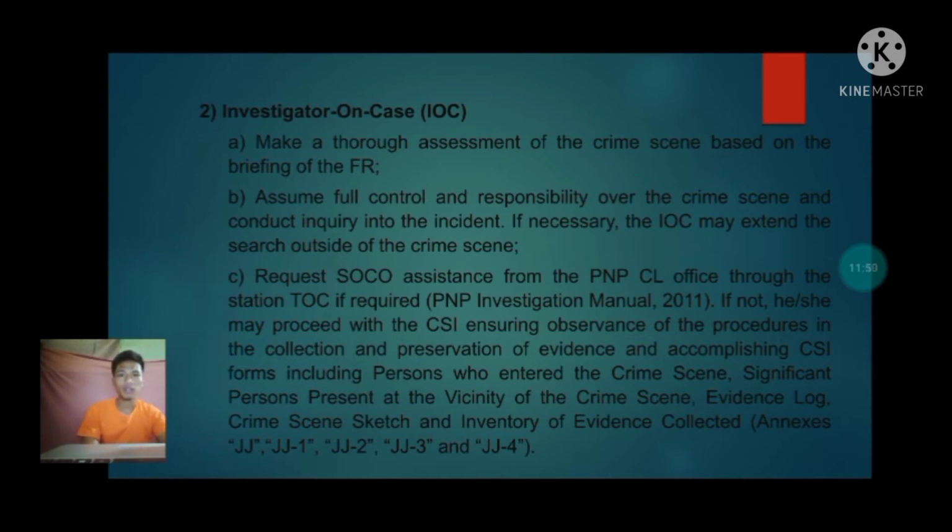And letter C is request or seek assistance from the PNP crime laboratory office through the station TOC if required, and if not, he or she may proceed with the CSI, ensuring observance of the procedures in the collection and preservation of evidence and accomplishing CSI forms, including persons who entered the crime scene, significant persons present at the vicinity of the crime scene, evidence log, crime scene sketch, and inventory of evidence collected.